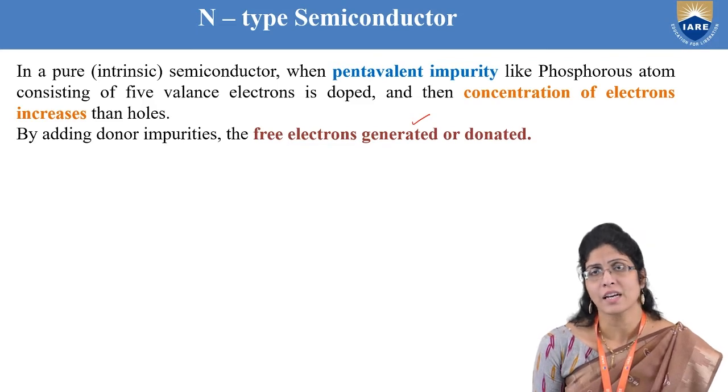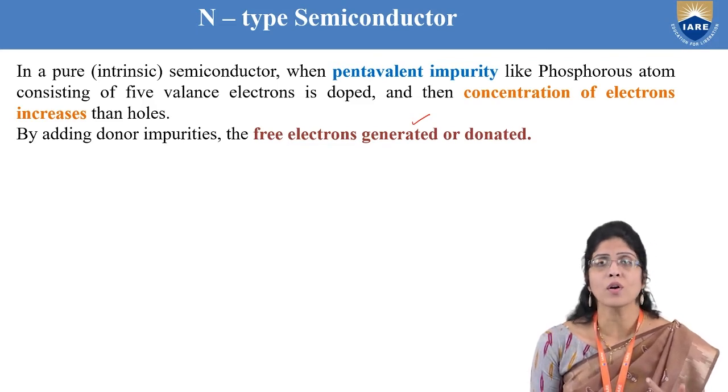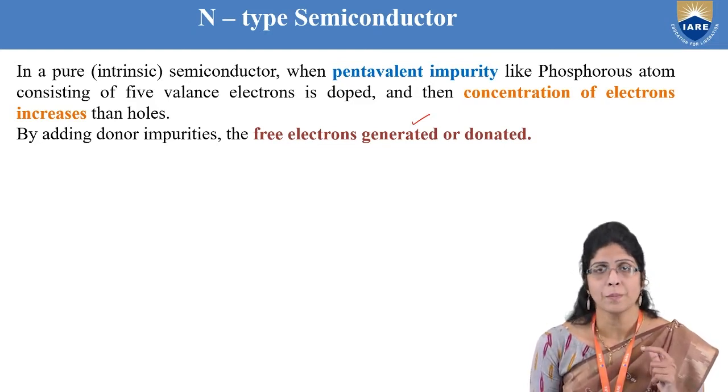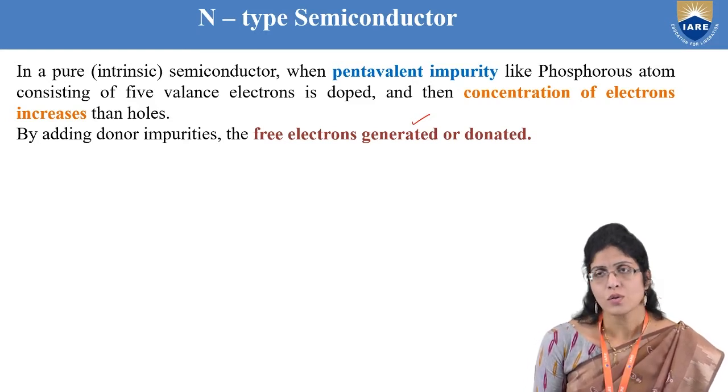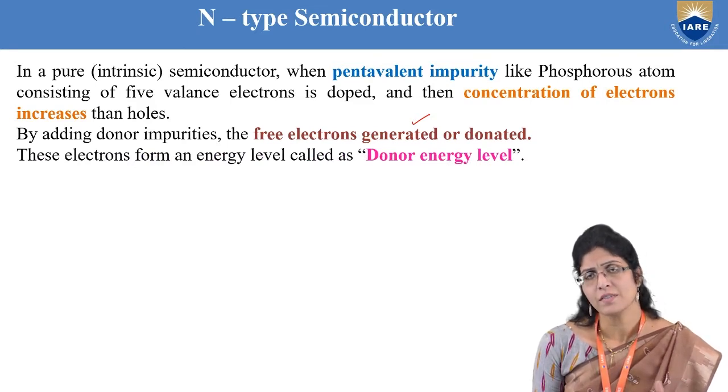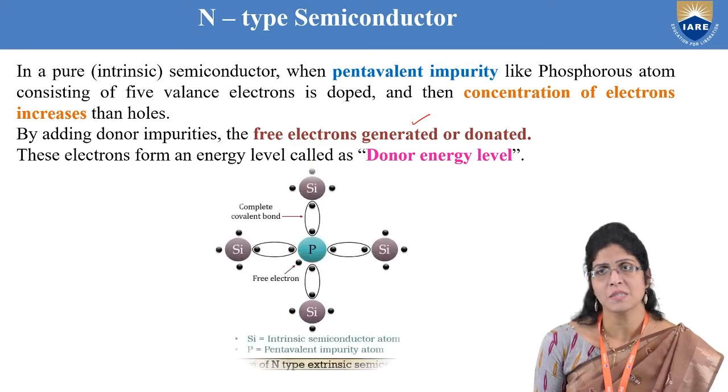Or in other words, I can also say that the impurity or the dopant which you are adding is donating its one electron to the lattice, which is the mother lattice, that is the silicon or germanium if you take. And this will form an energy level which is known as a donor energy level. We will see how this will happen through this picture.